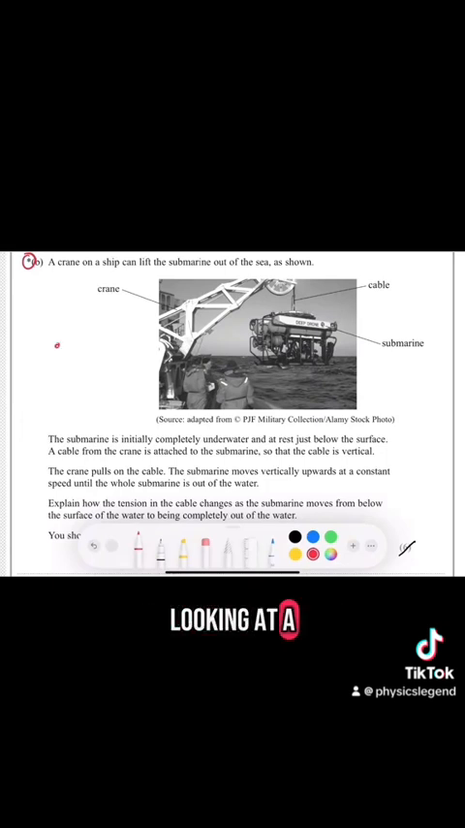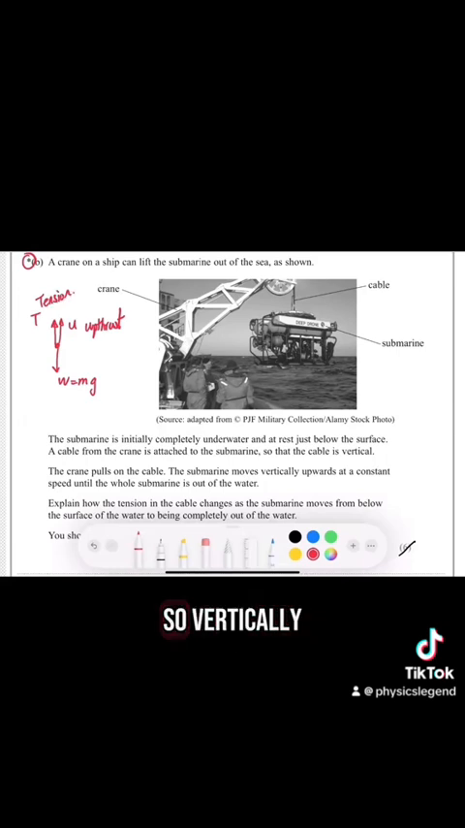So if I look at the submarine as a dot, in the free body diagram we have a force acting downward, which is the weight of the submarine, mg. I have to say it's the weight of the submarine, okay? And there are two forces acting upwards: the upthrust force, U, and another force, which is the tension in the cable.